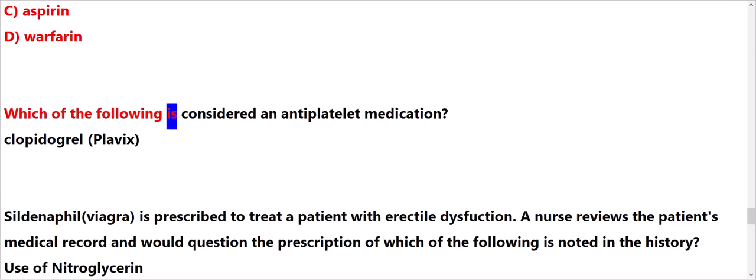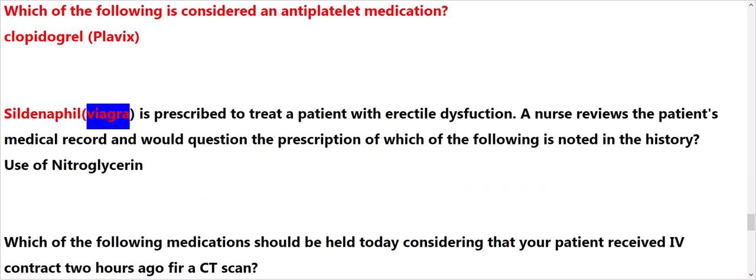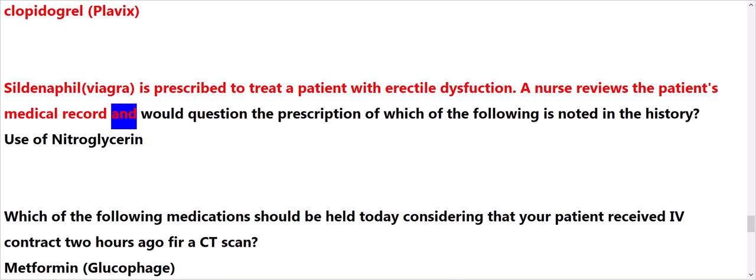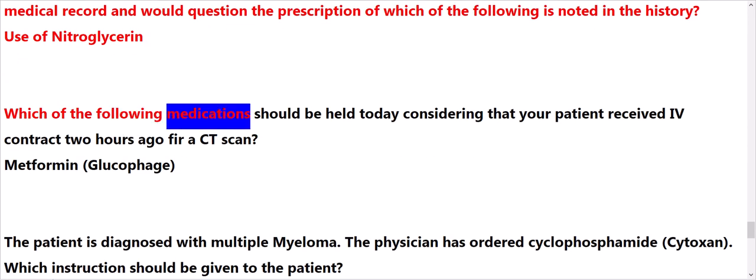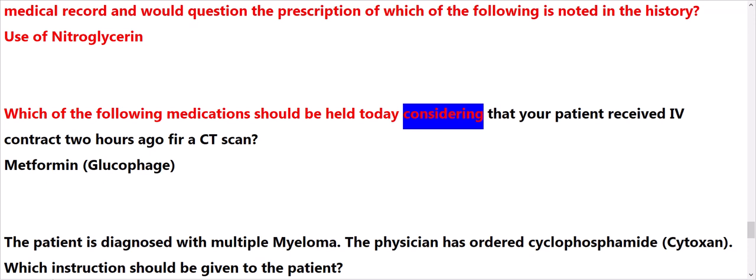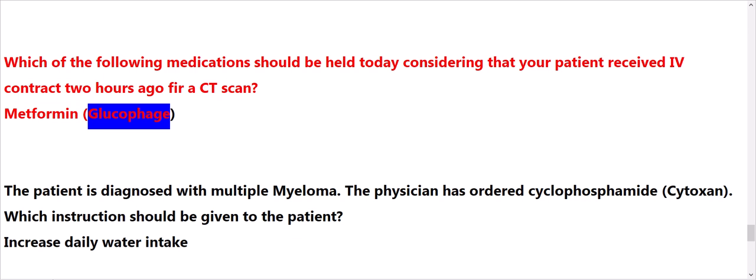Which of the following is considered an antiplatelet medication? Clopidogrel, Plavix. Sildenafil, Viagra, is prescribed to treat a patient with erectile dysfunction. A nurse reviews the patient's medical record and would question the prescription if which of the following is noted in the history: use of nitroglycerin. Which of the following medications should be held today considering that your patient received IV contrast 2 hours ago for a CT scan? Metformin, Glucophage.